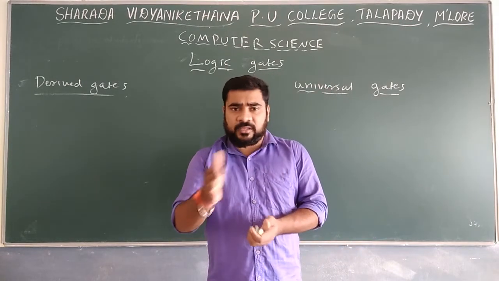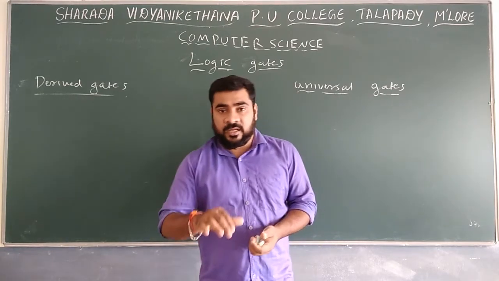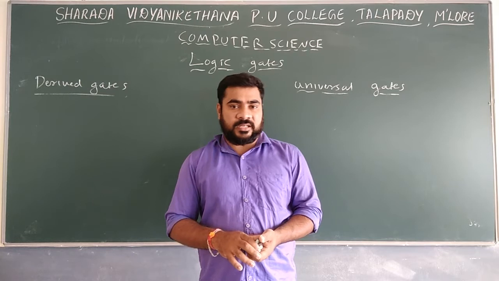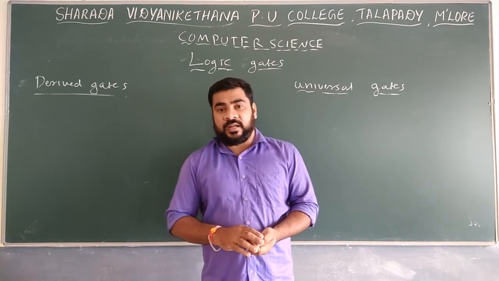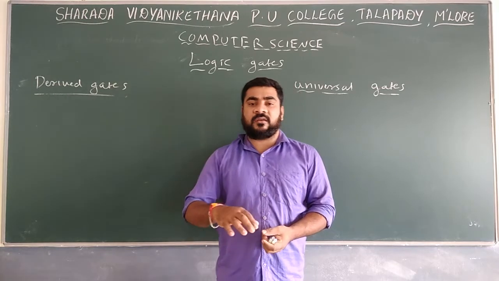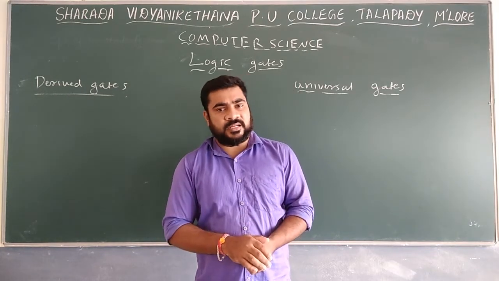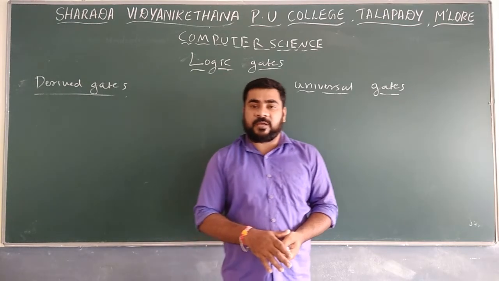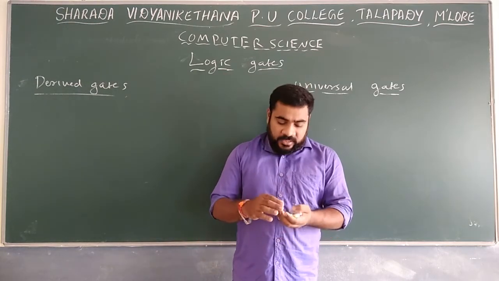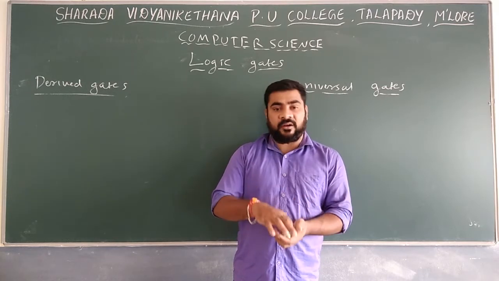Before that, if you take the gates, mainly two types are there. One is basic gates, and one more type is derived gates. If you take the basic gates, mainly they are the NOT gate, OR gate, then AND gate. These are the main three types of basic gates that are available. After that, the next type is derived gates. Mainly different types of derived gates are available.